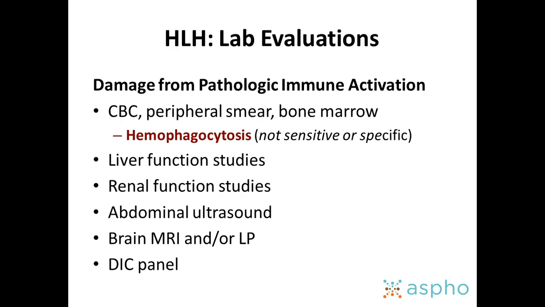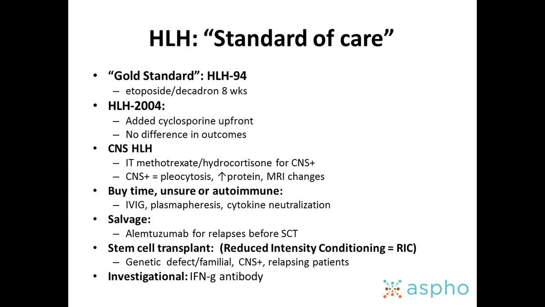And then you want to see, okay, you've got this overt activation, what kind of damage is happening based on it? That's why you want to look at your CBC for cytopenias, for hemophagocytosis, and look at all your end organ function. What kind of damage is this inflammation causing? Then you put it all together to figure out what level of immune suppression this patient needs. I think the gold standard is still HLH-94. HLH-2004 still hasn't been published, but early cyclosporin doesn't really help outcomes. So based on our typical metrics, HLH-94 is what we consider standard.